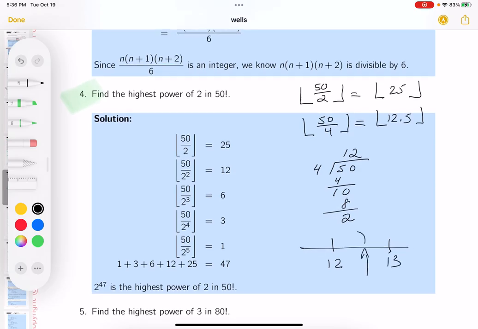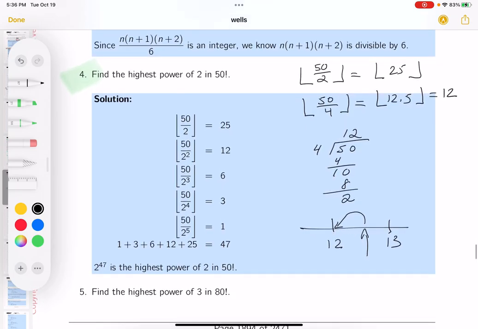I want to point out what a floor is. You're looking at integers. What's the integer going to be between 12 and 13? Where's 12.5 right here? What's its floor? Go down. That's its floor. Its floor is 12. All right?